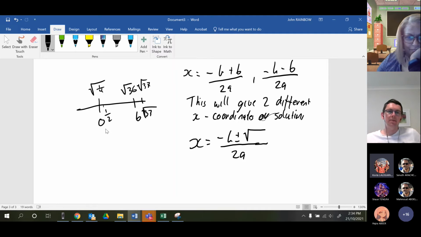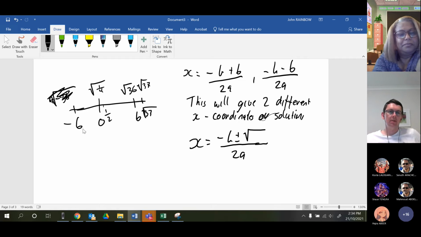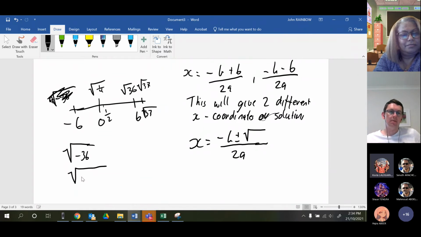Wait, so would it be a negative number? Okay, if it's a negative number, what happens? Let's have a look at that. Let's try negative 36. What is the square root of negative 36? Can you square root negative numbers? So let's say it was negative 6. What would the square root be? Can you square root negative numbers? If it's negative 36, what 2 numbers would you think would have to be it? 6 and negative 6. Right.